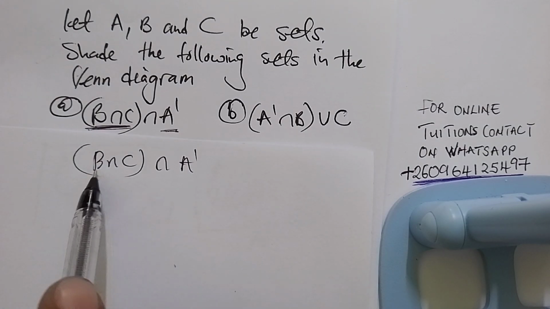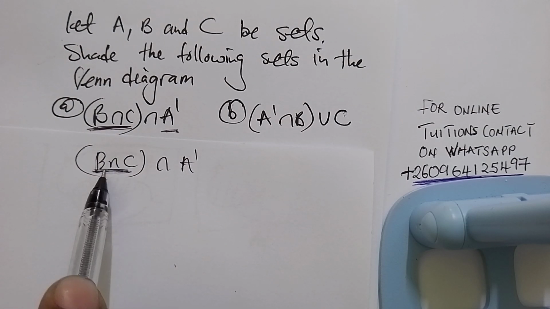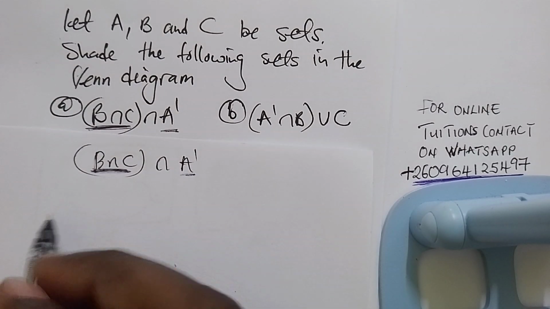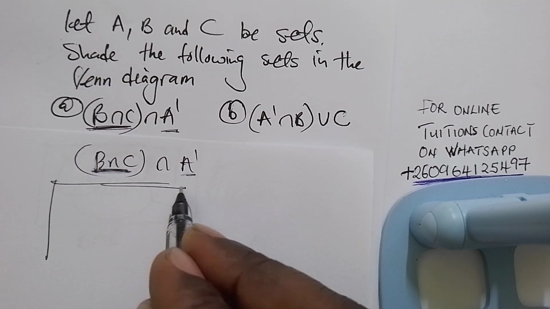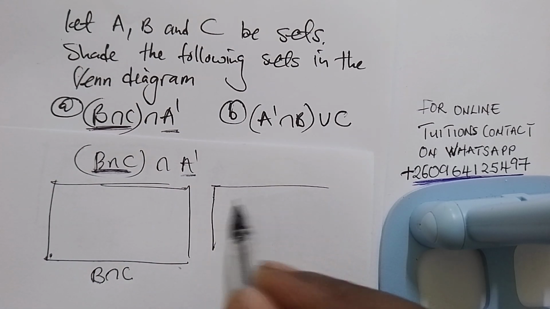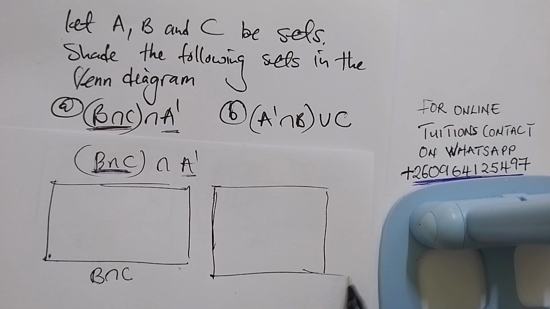First of all, we're going to separate the two. We're going to show this in the Venn diagram and this one separate. What I mean is this. I'm going to draw a Venn diagram here. In this Venn diagram, I'm going to show B intersection C only. And in the other Venn diagram here, we're going to show A complement.